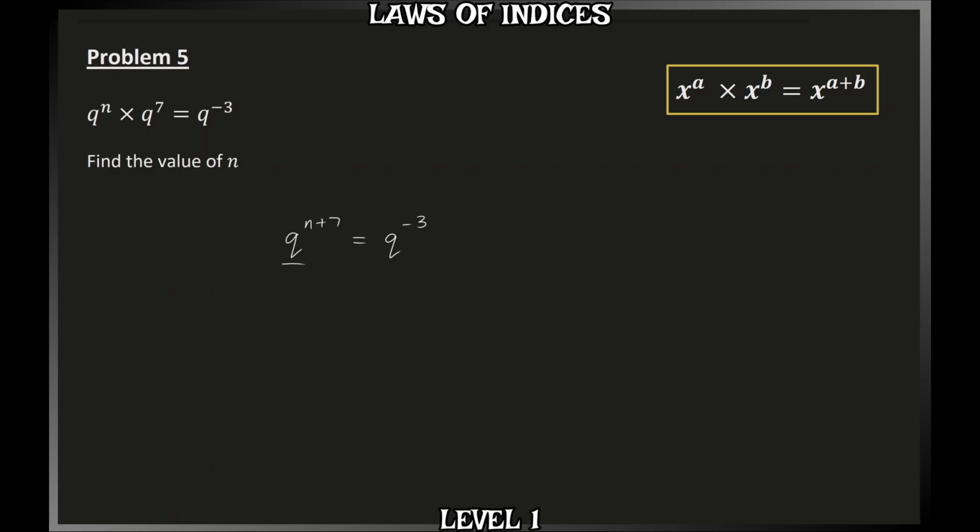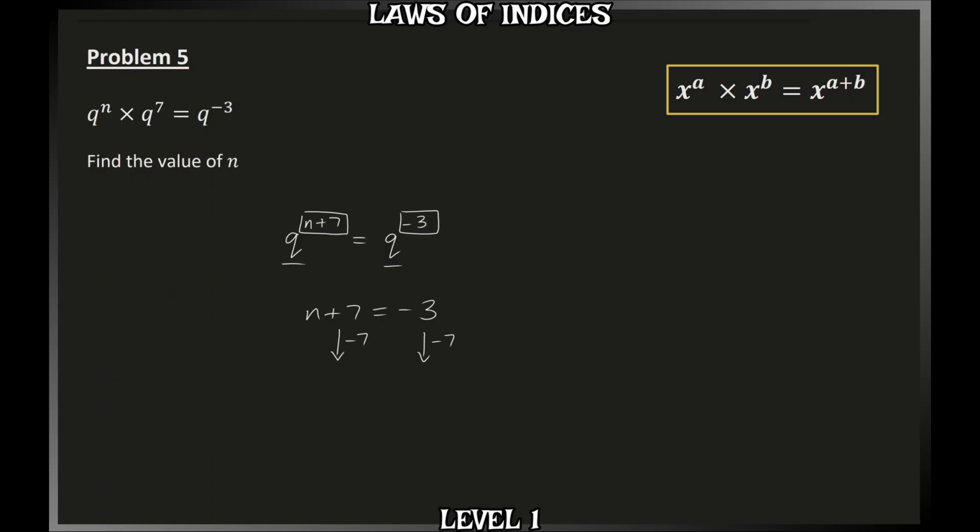Since both sides of the equation have the same base, which is q, their powers must be equal to each other. So n plus 7 must be equal to minus 3. To find the value of n, we now just need to solve this equation. On the left, we need to remove the plus 7. So we use its inverse, which is minus 7. And we do the same on the right.